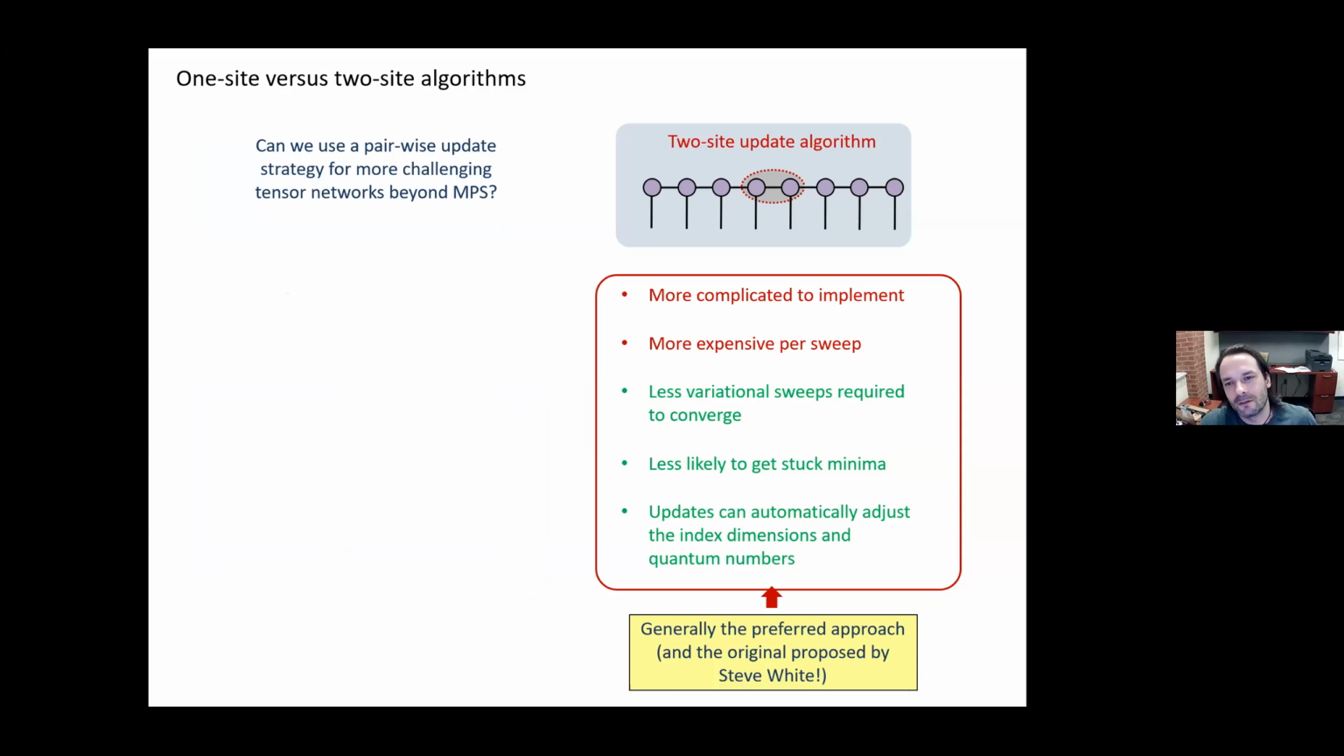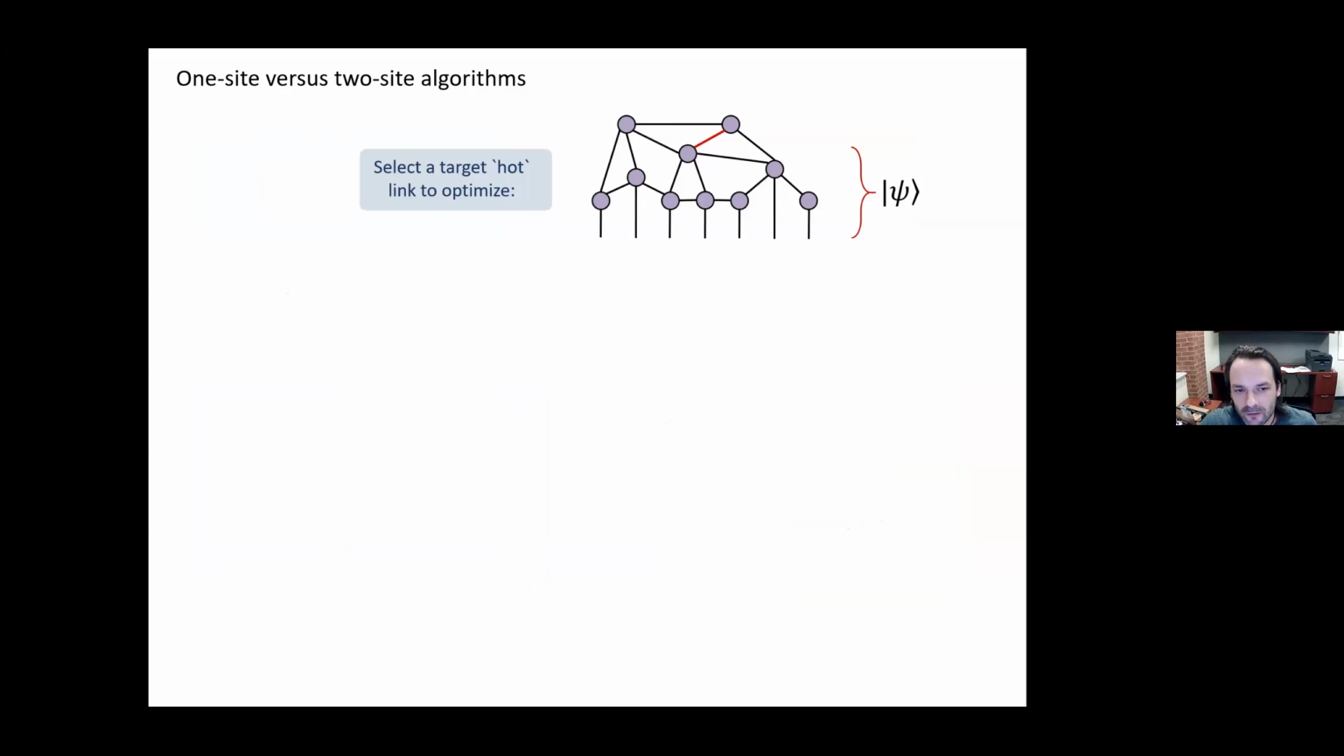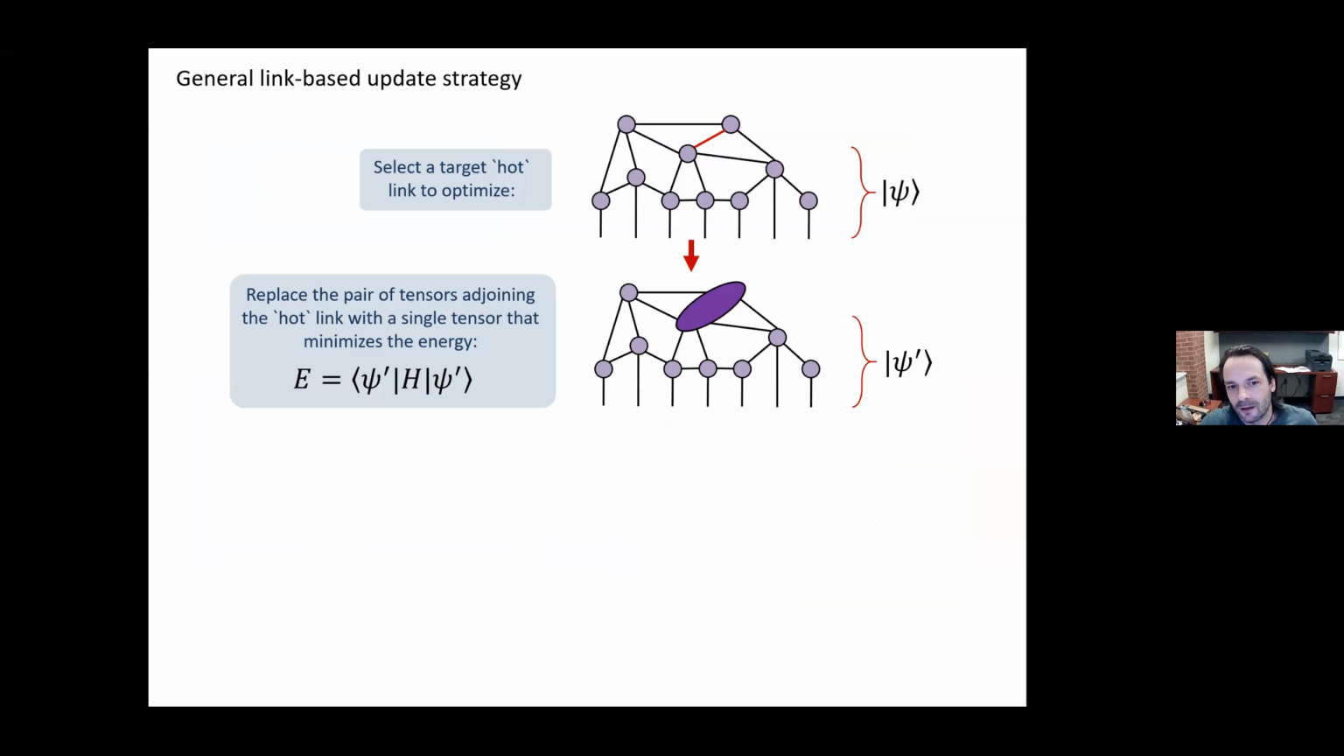Okay, so given the advantages of a pairwise update approach, could we think about doing this for general tensor networks? If I just have some completely arbitrary tensor network, I now focus on some link within the network, and I replace the pair of tensors connected by that link with a new tensor.